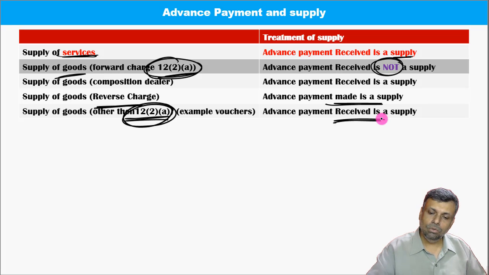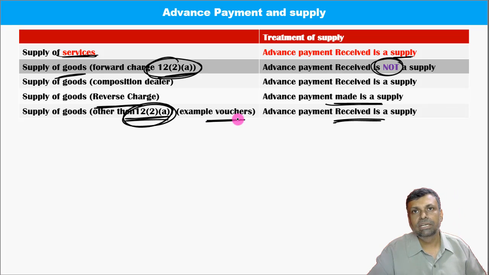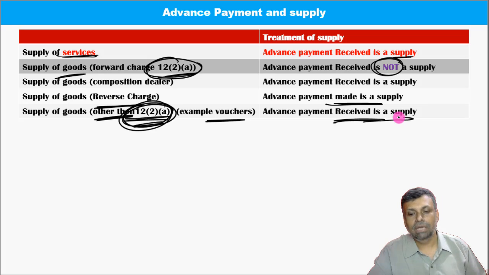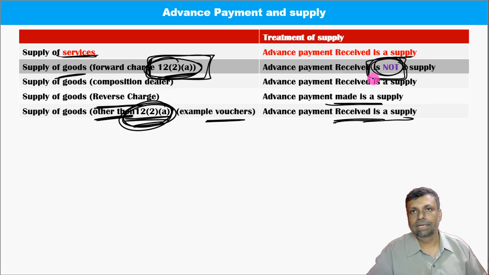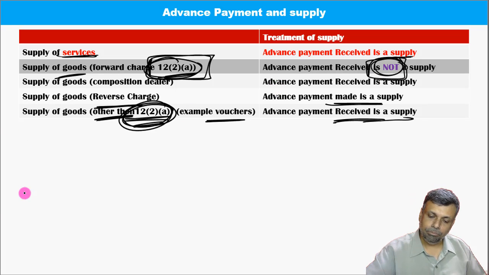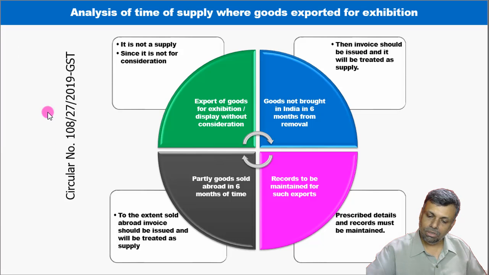Okay, so in other words, there is an example also, for example, voucher related transactions. So if there is any such related transaction which is other than a 12(2)(a) transaction, then such advance payment can be regarded as a supply. In other words, the benefit is extended only to 12(2)(a) transactions. Okay, for all other transactions, normal provisions will be applicable with respect to the advance payments which have been received by the taxpayer.